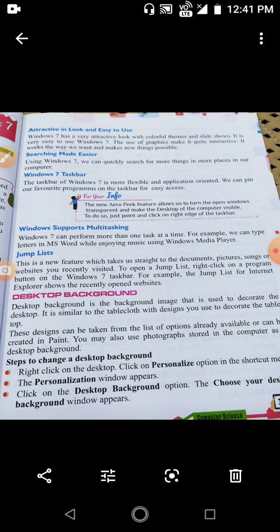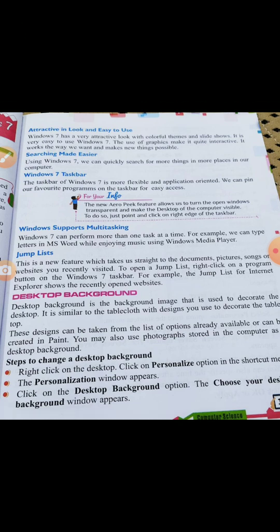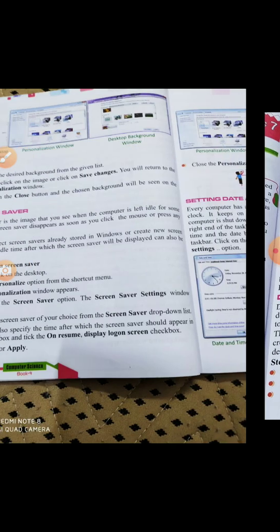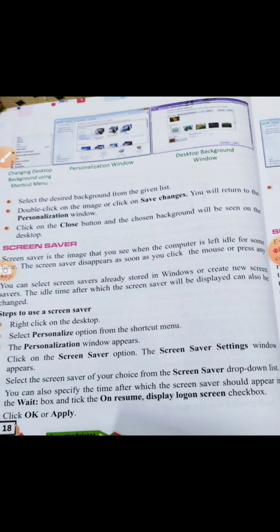And what are the steps to change the desktop background? Right click on the desktop, click on the personalize option in the shortcut menu. The personalization window appears. Click on the desktop background option and then choose the desktop background which you want to use. So select the desired background from the given list.